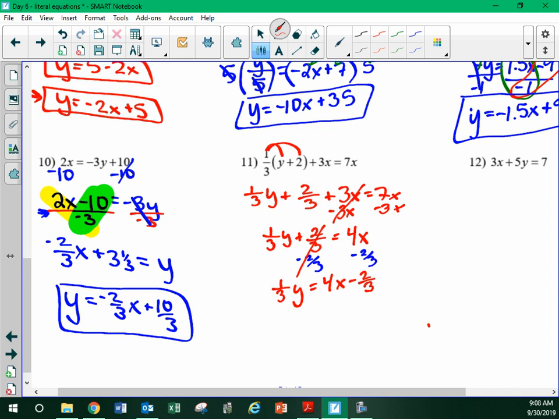Alright, so I have that fraction of 1/3. To get rid of that fraction, the easiest thing is to multiply by the opposite, or the reciprocal. We flip it upside down. Now again, if I do that on the left side, I have to do that to everything on the right side. So put a big old set of parentheses around it. And we have 3 over 1.